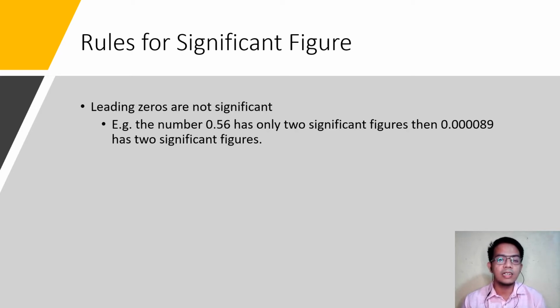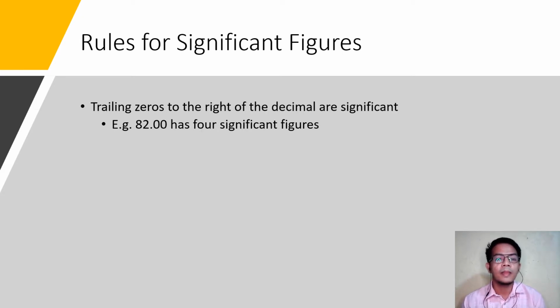Third, leading zeros are not significant. For example, the number 0.56 has only two significant figures. Then, 0.000089 has two significant figures also because the zero digits are leading in these values. Then, rule number 4, trailing zeros to the right of the decimal are significant. For example, 82.00 has four significant figures.